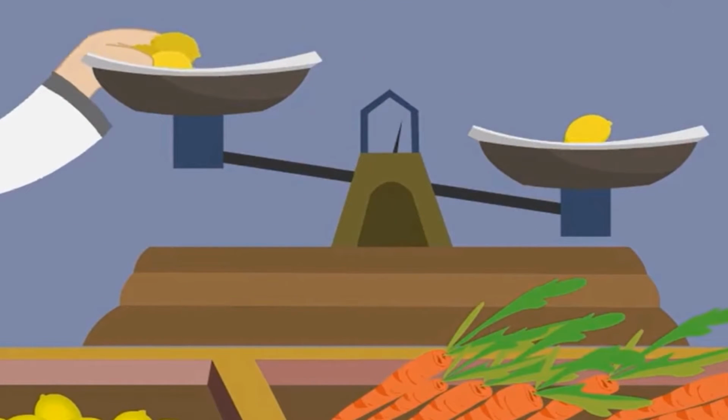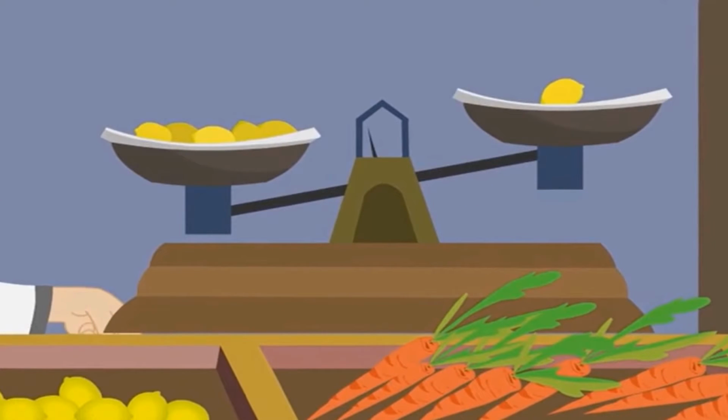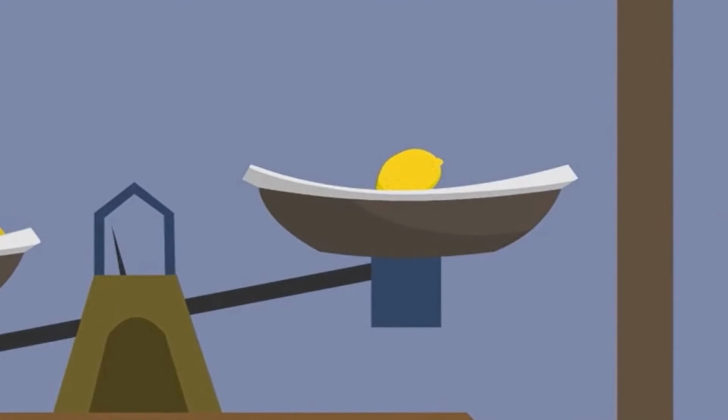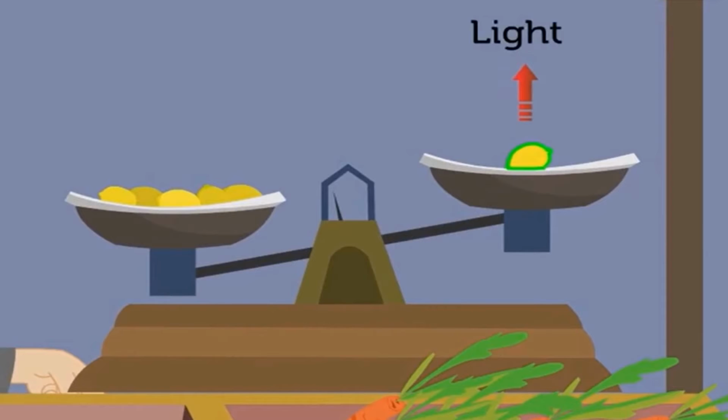See now, Raghu is keeping lemons on the weighing scale. He kept 5 lemons in one pan and 1 lemon in the other. The pan with the 5 lemons went down, and the pan with the 1 lemon went up. It means that 1 lemon is lighter than 5 lemons. So students, hope you understood about heavy and light.